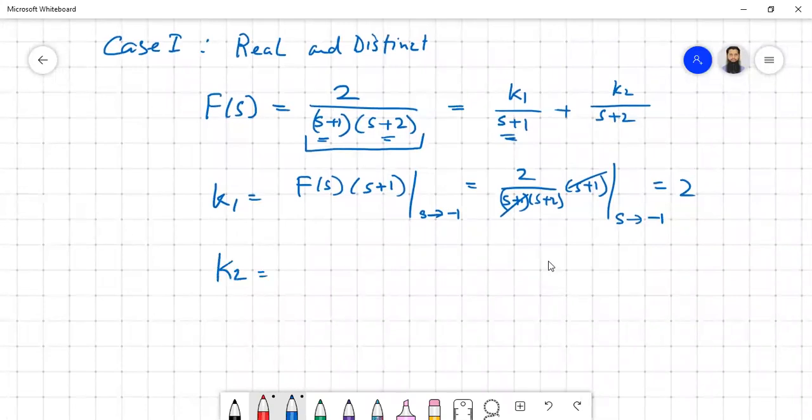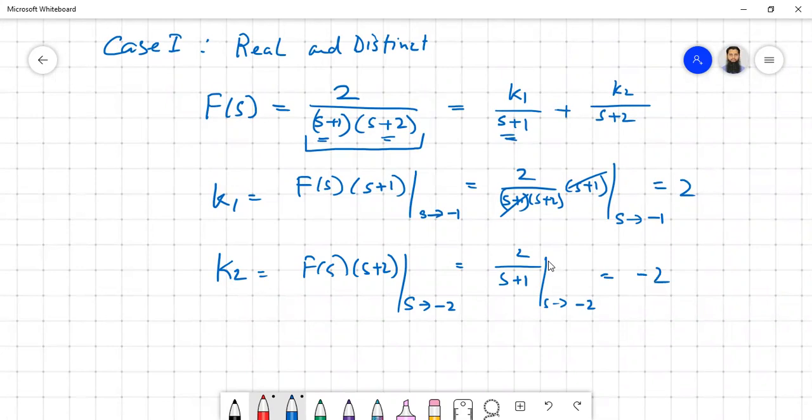K2 becomes the same thing: F(s) times (S plus 2). Then you have to set S tends to minus 2. If you apply that, 2 by (S plus 1) with S tends to minus 2, the denominator is becoming minus 1, so it is becoming minus 2. So what is our F(s) becoming now? F(s) is becoming 2 by (S plus 1) minus 2 by (S plus 2).